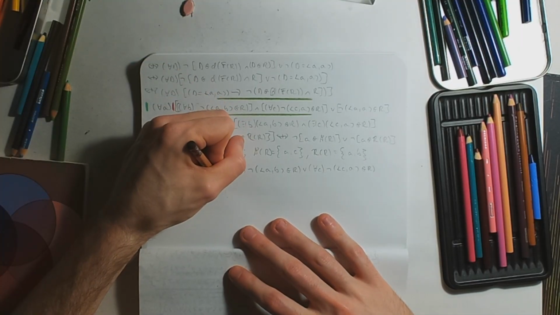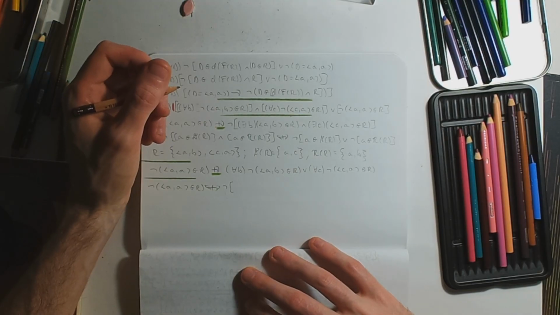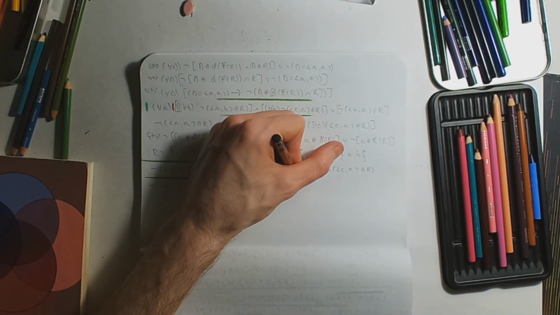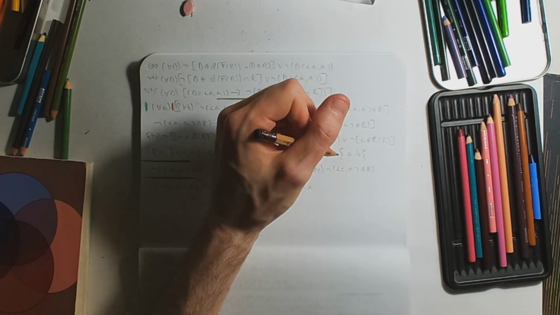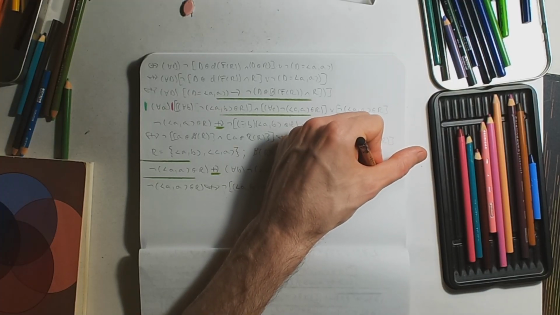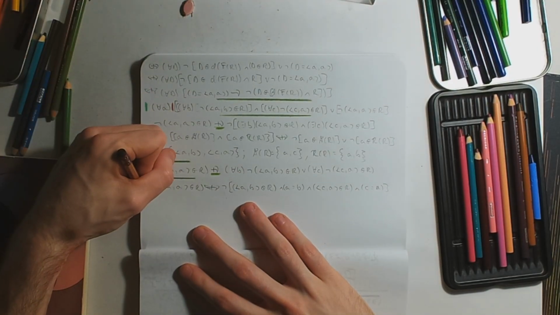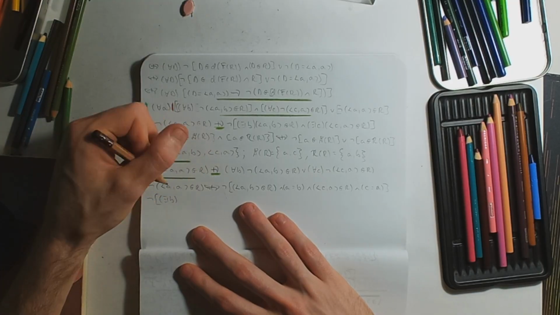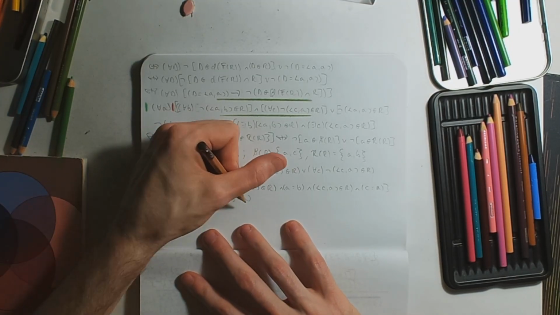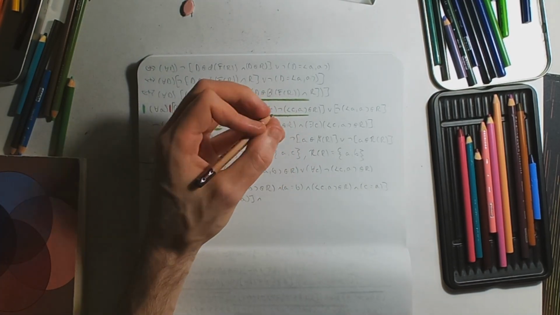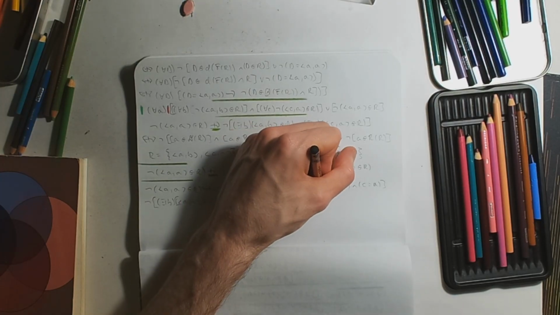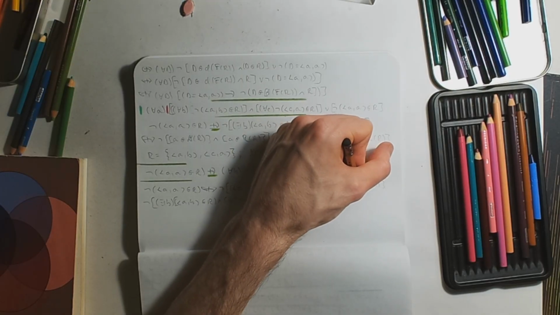Then we say not the ordered pair AB is an element of R and A equals B, and the ordered pair CA is an element of R and C equals A. Or if we do use the quantifiers, not there exists a B such that the ordered pair AB is an element of R and B equals A, and there exists a C such that the ordered pair CA is an element of R and C equals A.